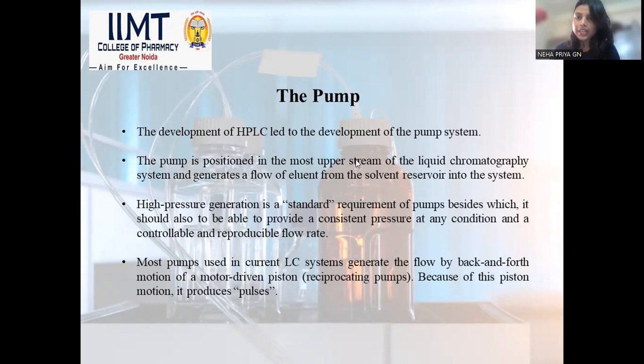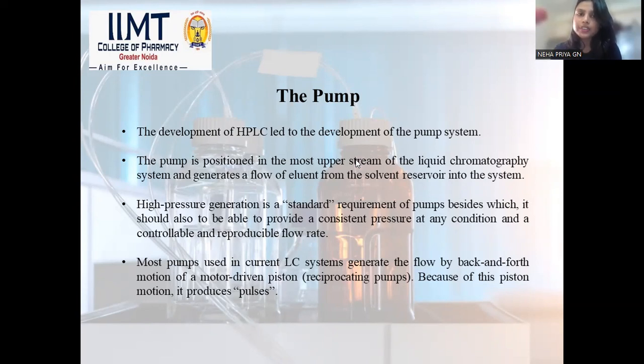If we do not have the exact flow rate required for the separation of a particular component, then our result will fluctuate from process to process. For example, if I do one analysis today and another one the day after tomorrow, I have to optimize the flow rate, because if the flow rate varies, then the result will also vary. So the pump is the most important part here, because it gives us the high pressure required in high performance liquid chromatography.